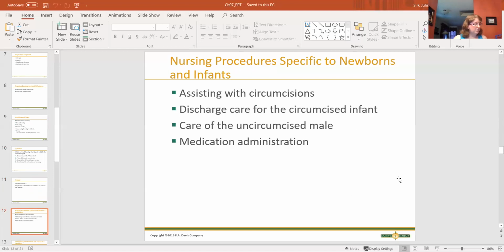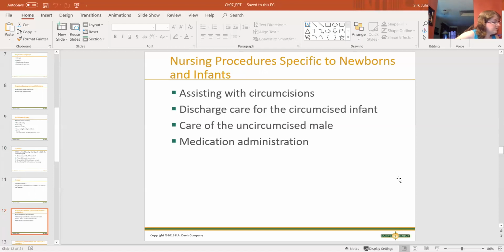Okay, so then this gets into a little bit about nursing procedures specific to newborns and infants. So they talk about assisting with circumcision. Typically some of the nursing functions, if you were assisting with this, would be to administer Tylenol 1 hour before the procedure. Sometimes they'll do the EMLA cream as well. That can be applied to the distal half of the penis about 60 to 90 minutes before the procedure.